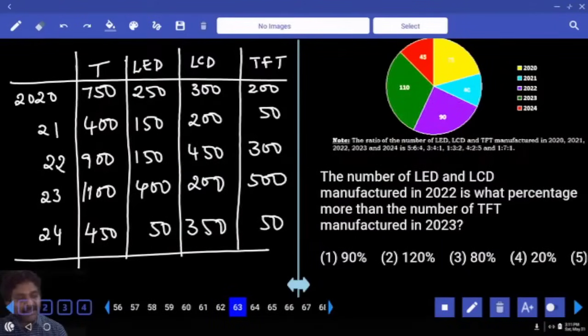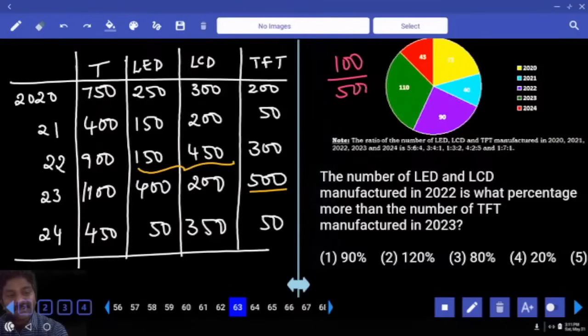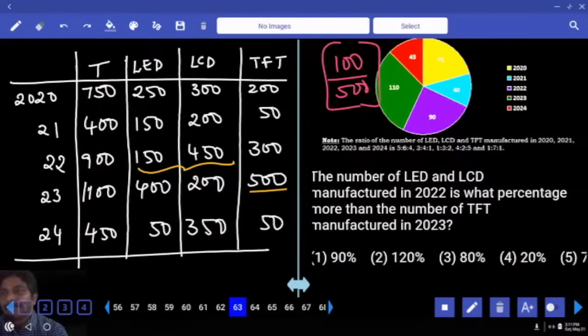The number of LED and LCD manufactured in 2022 is what percent more than TFT in 2023? 150, 450. 600 is more than 500, right? How much more? 100 more than? Fraction? 1 by 5 meaning 20%. They said what percentage more? If it is what percent, the answer would be 120%.